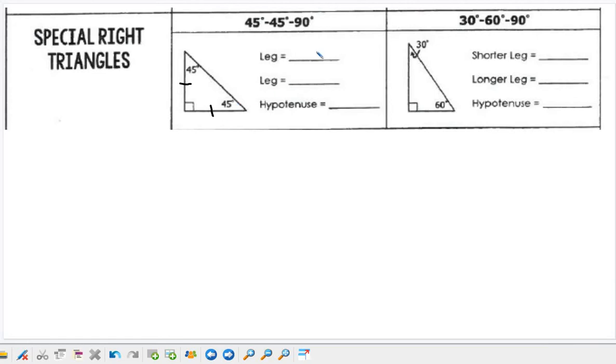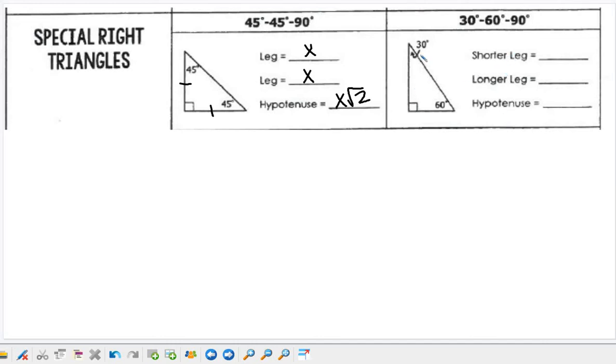We have a leg that's going to measure whatever the leg measures. Both legs have to measure the same thing. And then proportionate to those legs, the hypotenuse is going to be whatever the leg is times the square root of 2. So if this is 2 and this is 2, then this is 2 square roots of 2. If this is 3 and this is 3, then it's 3 square roots of 2. Okay?